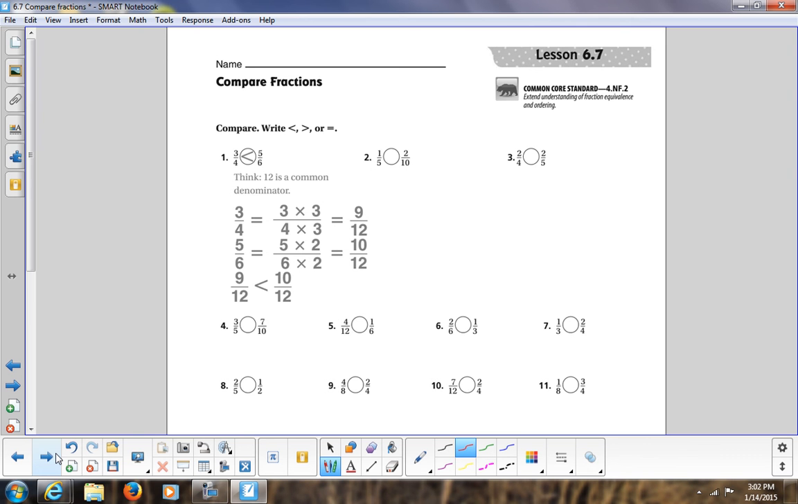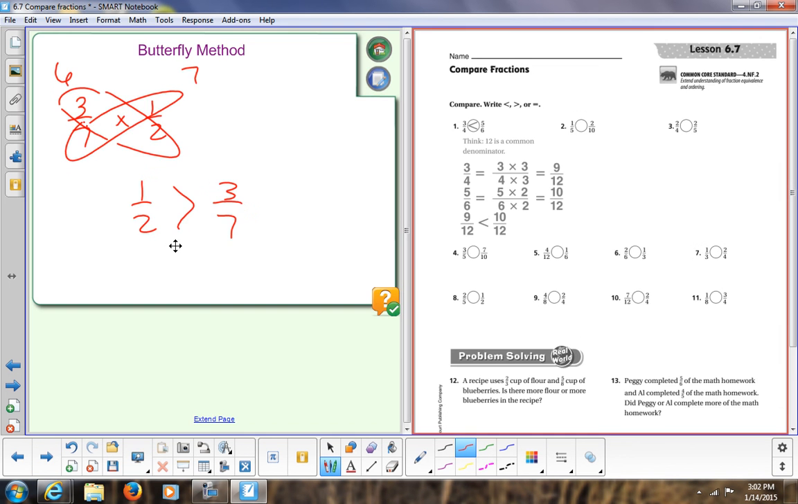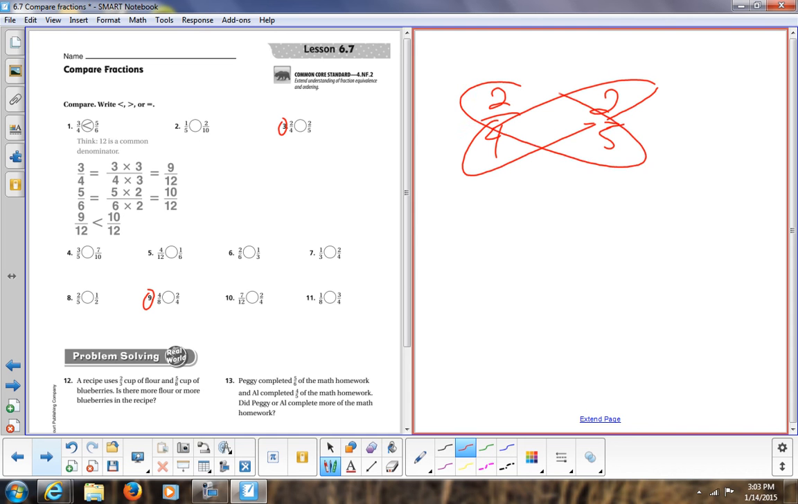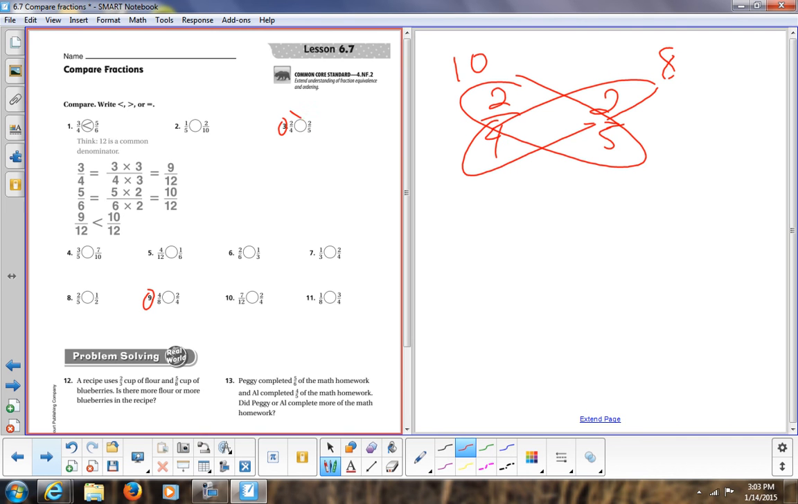All right, let's do some practice homework pages. We'll do 3 and 9 because you guys can handle this with the butterfly method without problems. So 2/4 and 2/5. Circle with the butterfly method. 5 times 2 is 10. 4 times 2 is 8. 10 is bigger than 8, so 2/4 is bigger than 2/5.